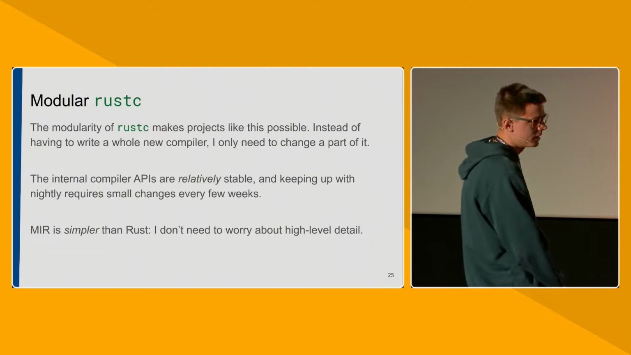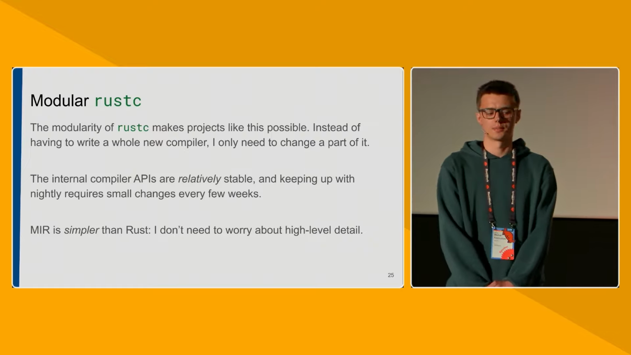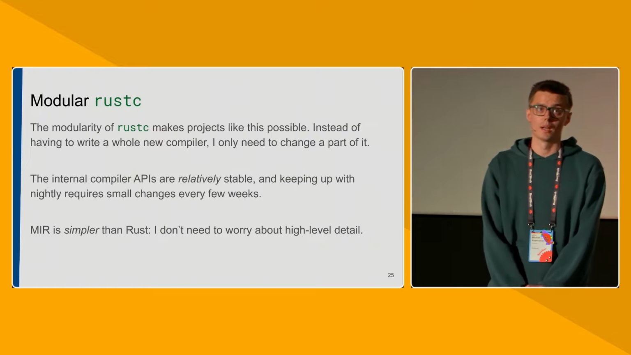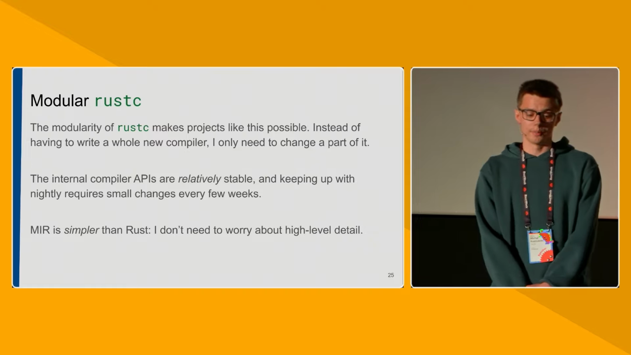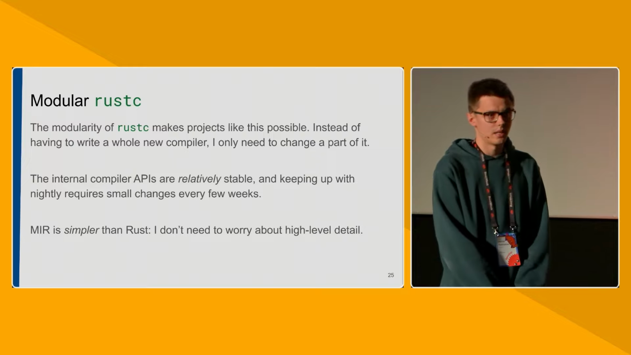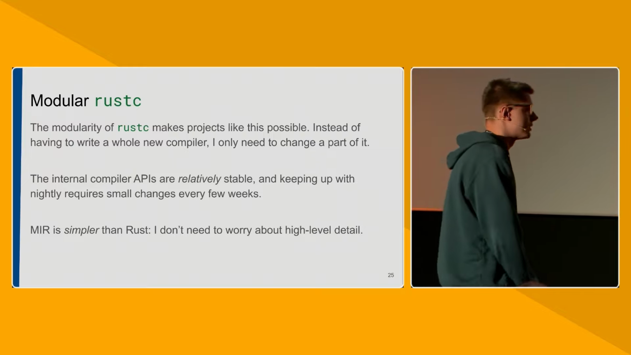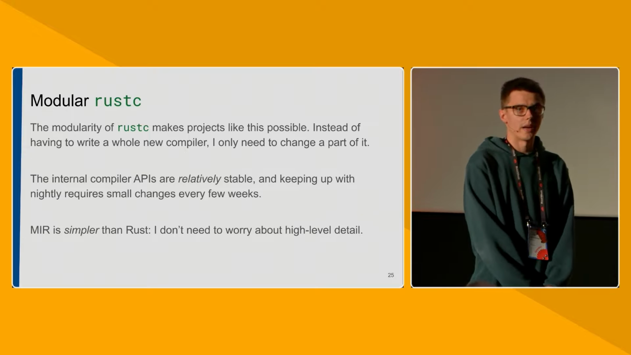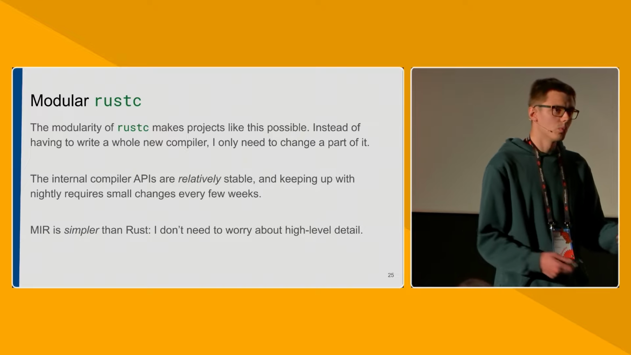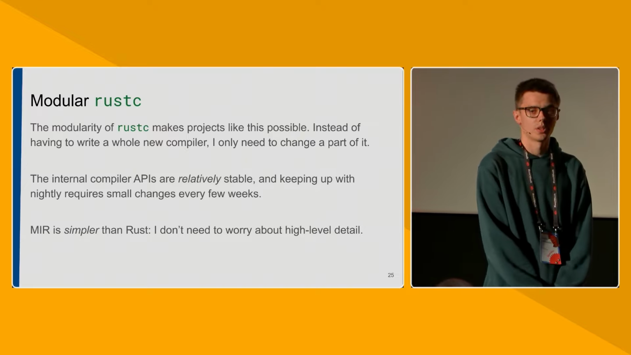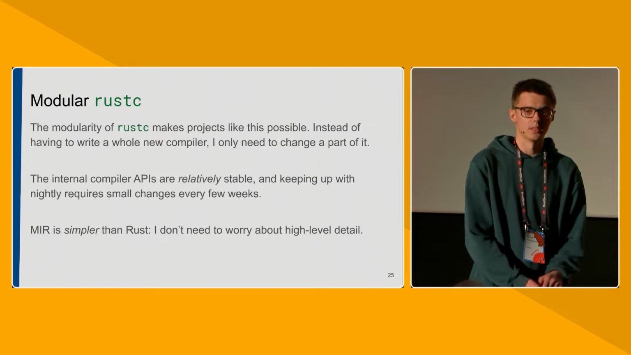And despite being called unstable, from my experience, the compiler internal APIs that are exposed are actually fairly stable. Even though they may not always be perfectly documented, the one good thing about them is they tend to be stable. They don't change all that much. And because MIR is so much simpler than Rust, I don't need to worry about a lot of high-level detail. I can simply ignore that. I can only worry about a small part of the compilation process, and I can ignore quite a bit of the complexity.